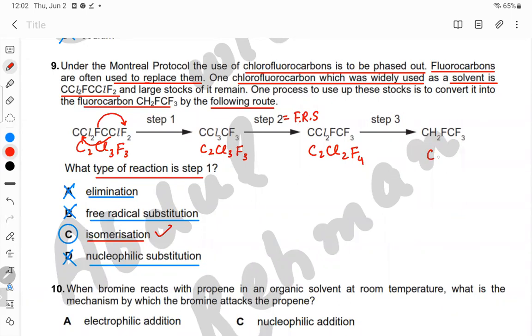I have 2 carbons, 2 hydrogens, and 4 fluorines. So see, the remaining 2 chlorines are also substituted. So it is also a free radical substitution. ये point clear है सबको? कि what are step 2 and step 3?